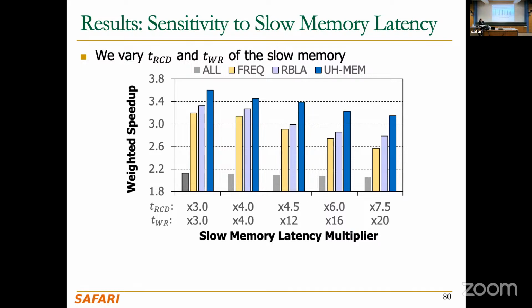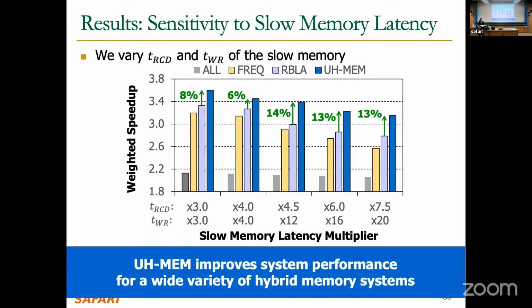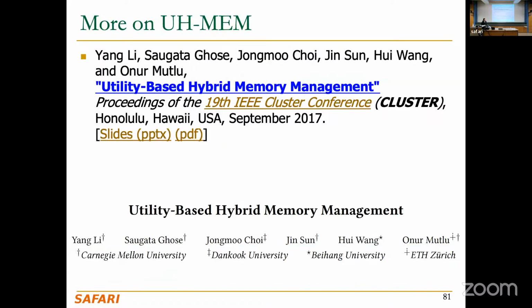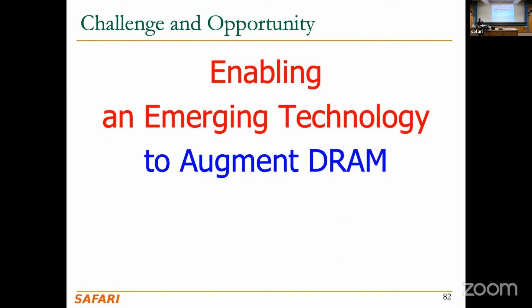And we also test some sensitivity for this technique, in which we adjust the latency parameters in the slow memory to see if we can still benefit a lot from this manager, and the answer is yes. So this improves the system performance for a wide variety of hybrid memory systems. And here is a paper, and it's a very interesting one. If you want to know more about the details of this mechanism, you can take a look at this paper.